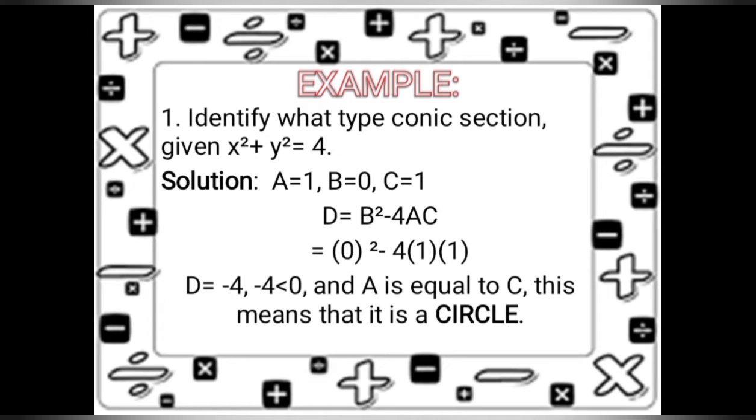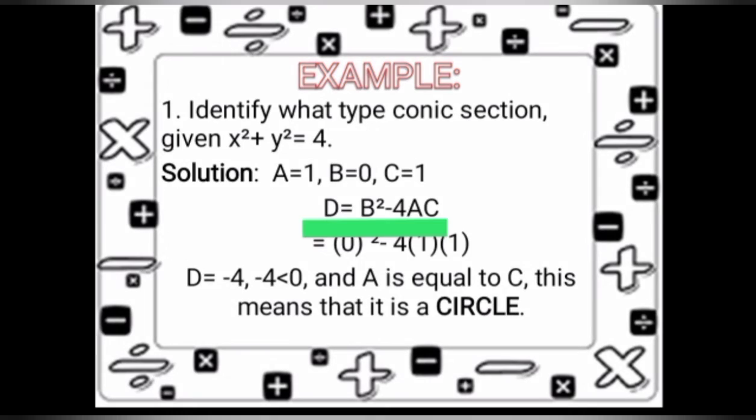First example: identify what type of conic section is given by x squared plus y squared is equal to 4. In order to identify it, we are going to use the formula for the discriminant, d is equal to b squared minus 4ac. Our a here is equal to 1 since we have 1x squared, our b is equal to 0 since there is no bxy in the equation, and our c is equal to 1.